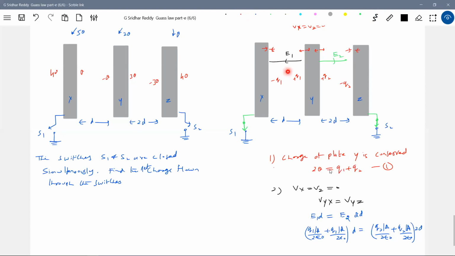Tell me, like here, the field at this point depends on what? Only these two. What about, sir, what about this? These charges will also contribute. But you see, like this face and this face, the resultant of these two at this point will be 0, no? That's why only due to this. Why Q1 by A? Charge density is Q1 by A. And each face of a conducting sheet will behave like a non-conducting sheet. That's why 2.